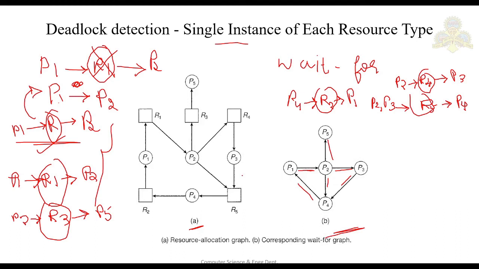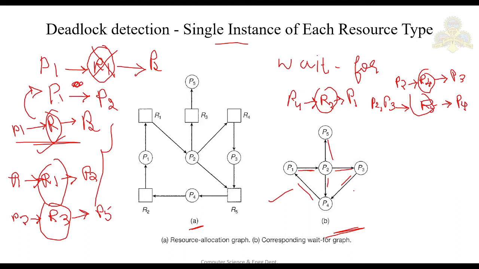Okay, so a deadlock exists in the system. Again, we have to check for the deadlock detection, right? We have obtained the wait-for graph from the resource allocation graph. But how to detect the deadlock? It is the same as your resource allocation graph. That means if your wait-for graph has a cycle in it, then that forms a deadlock.